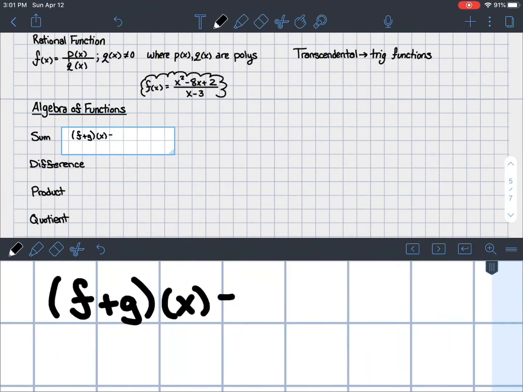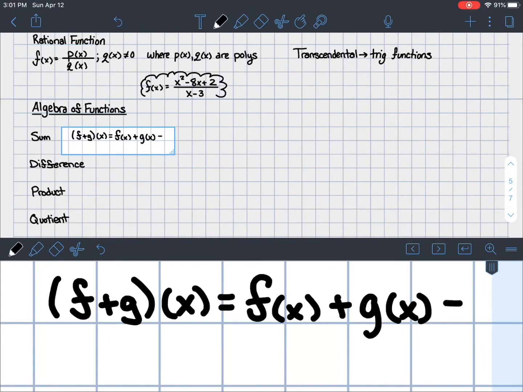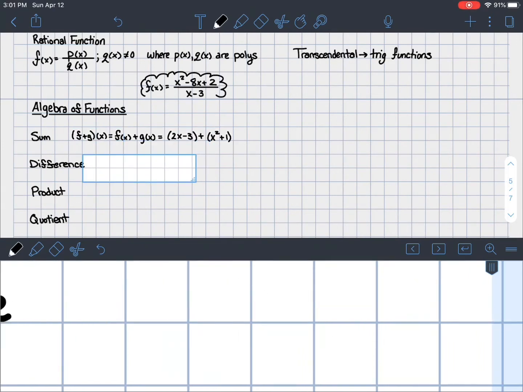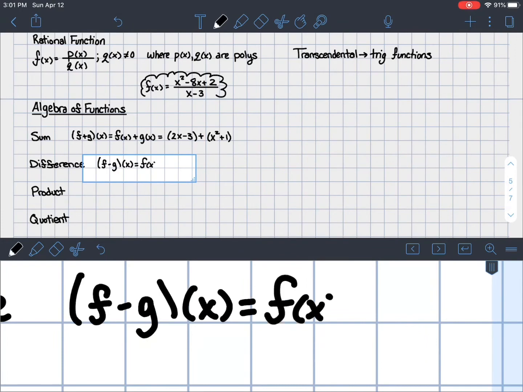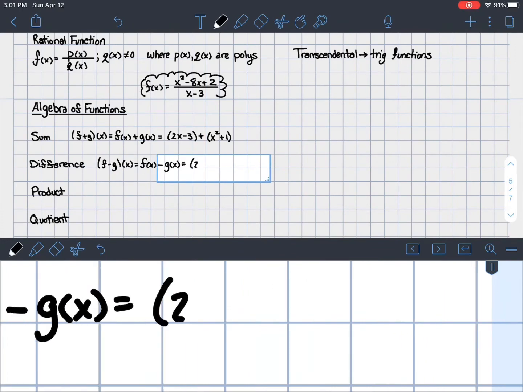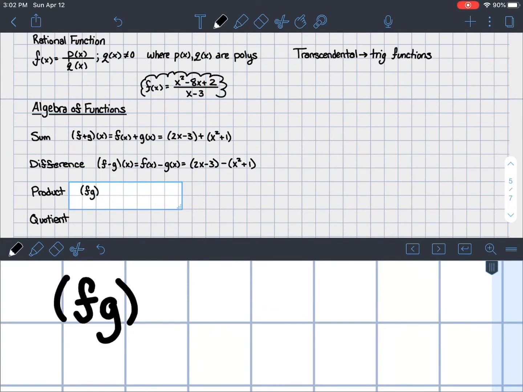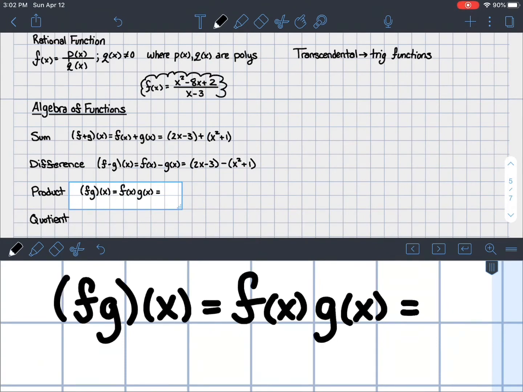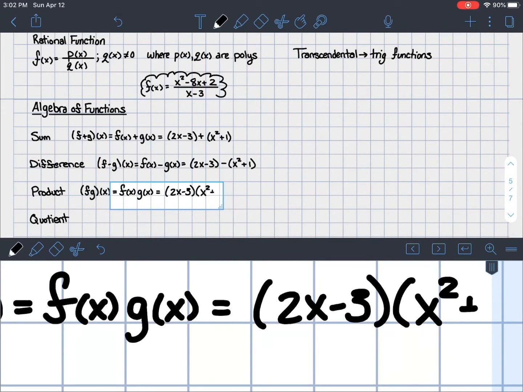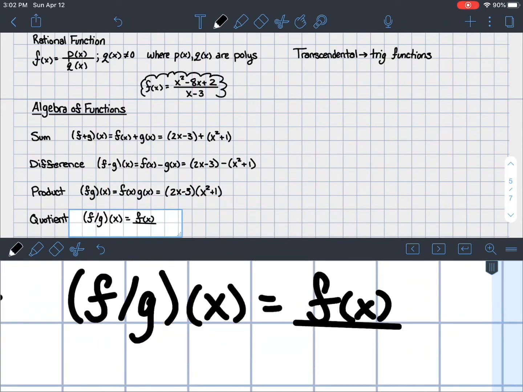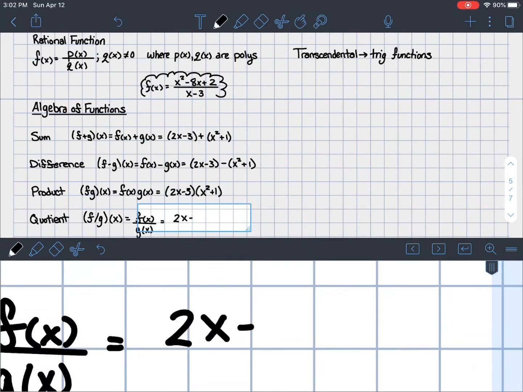Functions can be combined, sum, difference, product, or quotient of functions using the following notation. So for example, here I am showing 2 functions being added, those same 2 functions being subtracted, what they look like as a product, and what they look like as a quotient, which would make them, of course, a rational function.